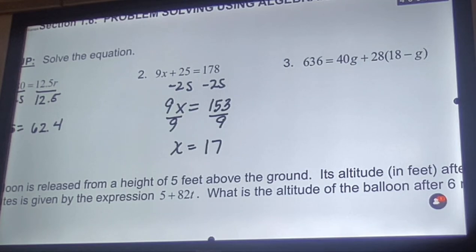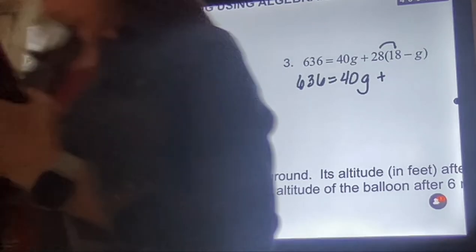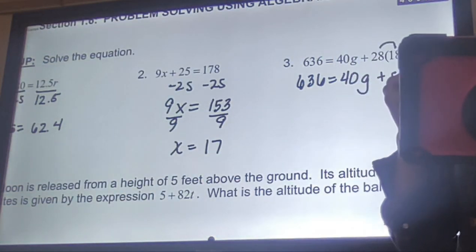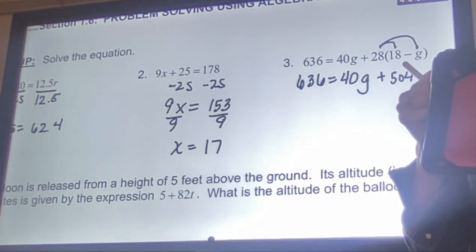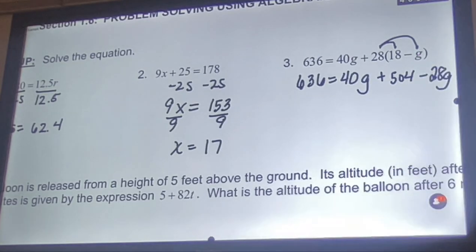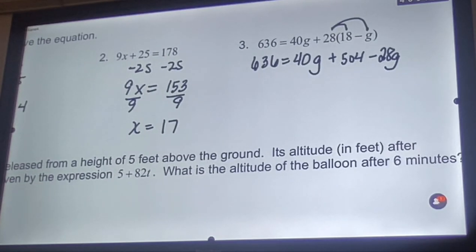I'm sorry, Reagan, what would you do? Yeah, what do you get when you take 28 times 18? I'm sorry, say it again. 504, yeah. And then 28 and negative G make? Right, negative 28. Just be careful with that sign there. A lot of students are having problems with that extra negative sign. Make sure you bring down that 28 and negative G, negative 28G. And then, Reagan, looking at the right, if we can just combine those like terms, what do you get when you combine the G's together? Right.